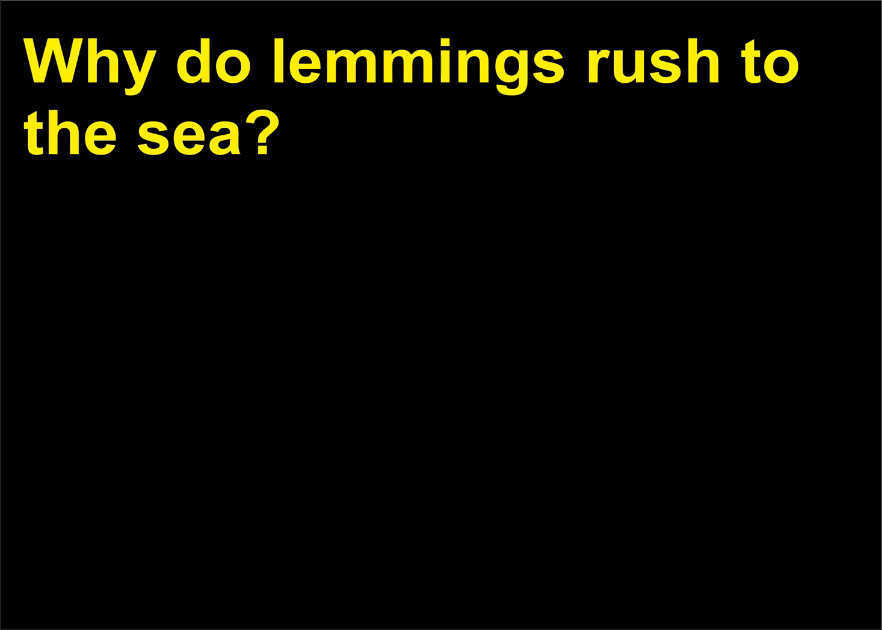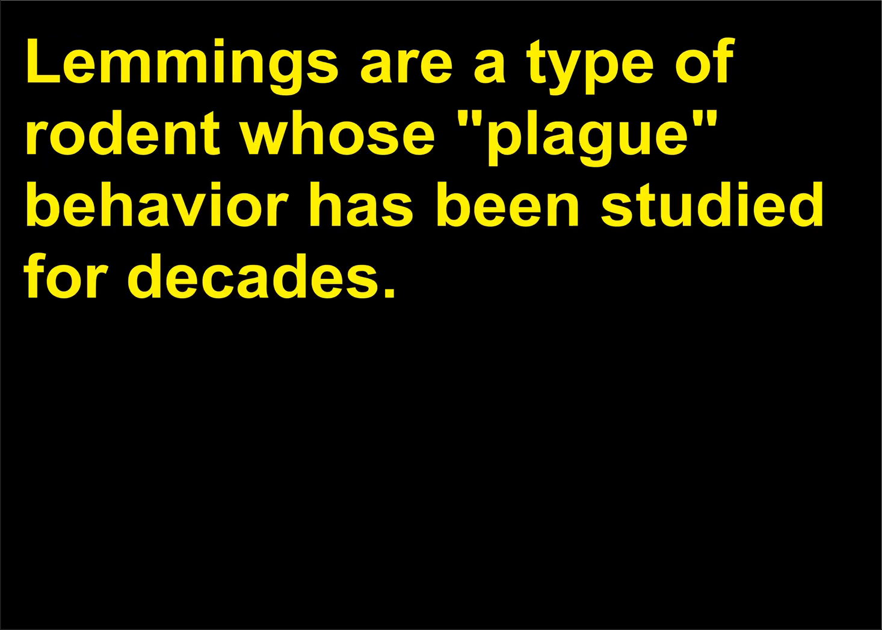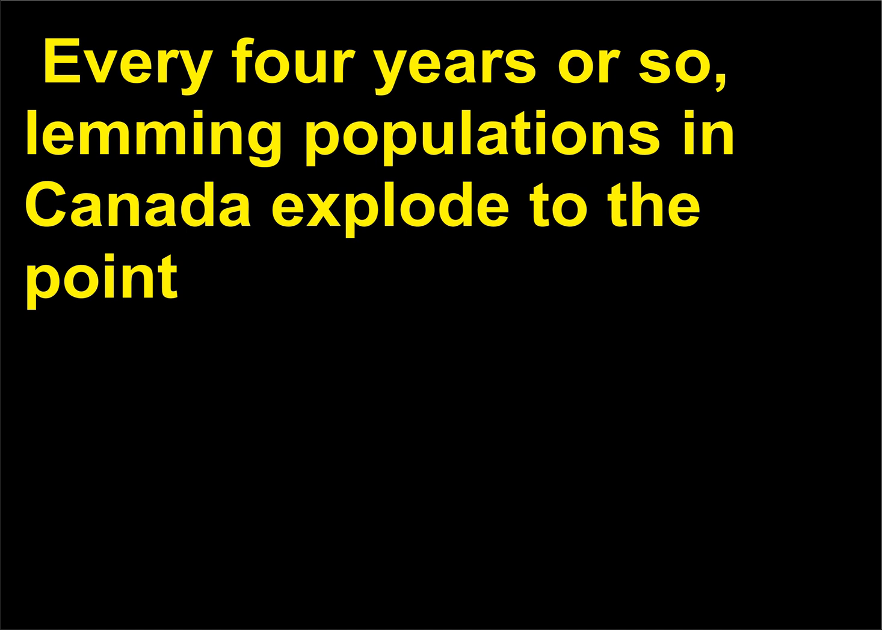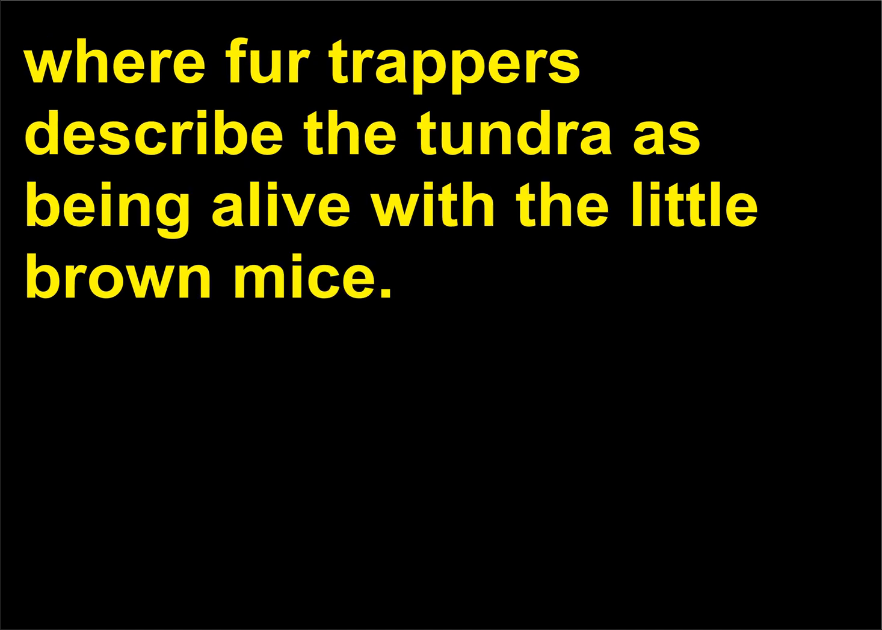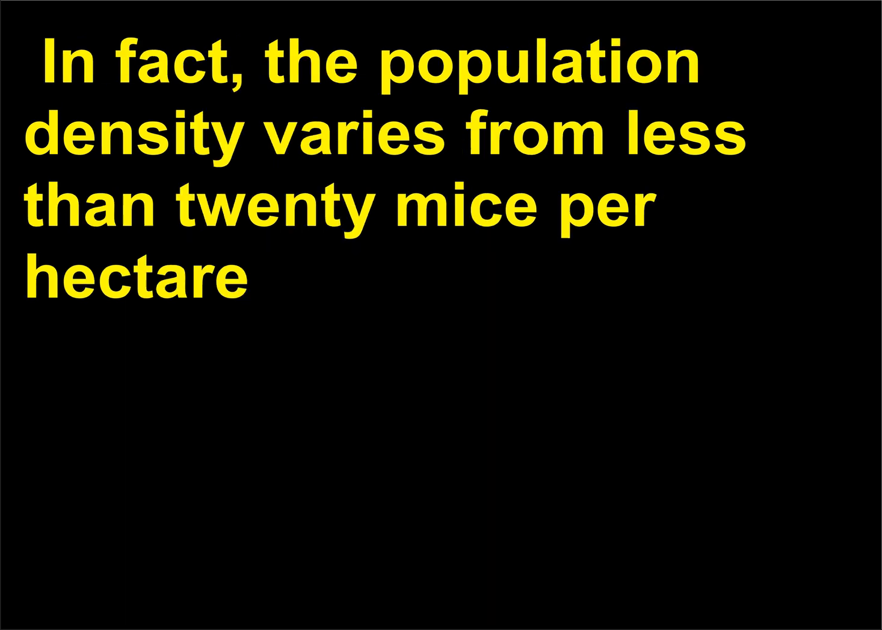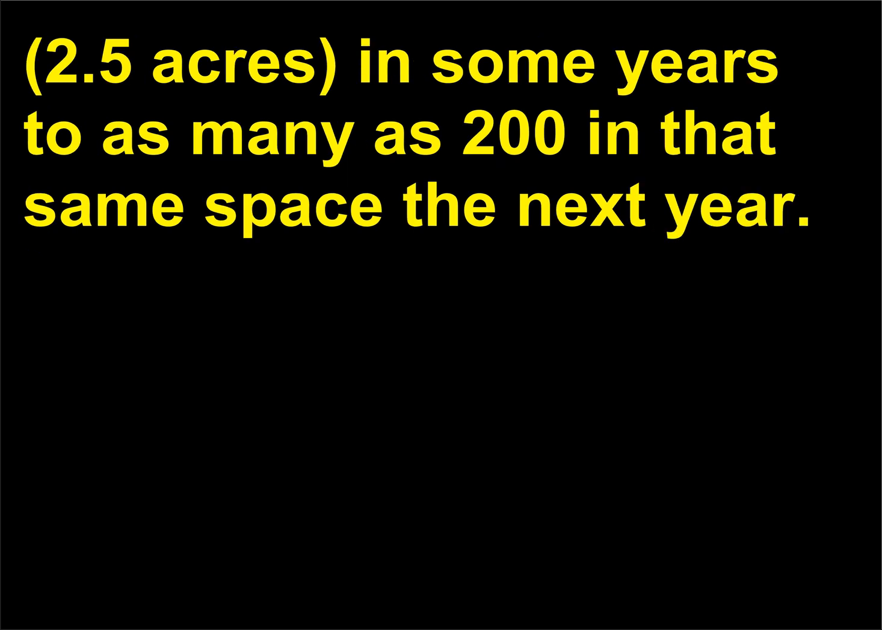Why do lemmings rush to the sea? Lemmings are a type of rodent whose plague behavior has been studied for decades. Every 4 years or so, lemming populations in Canada explode to the point where fur trappers describe the tundra as being alive with the little brown mice. In fact, the population density varies from less than 20 mice per hectare, 2.5 acres, in some years to as many as 200 in that same space the next year.